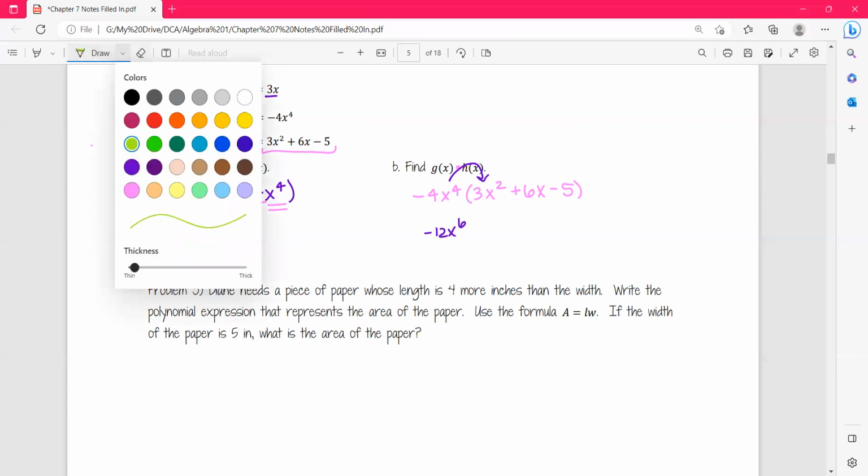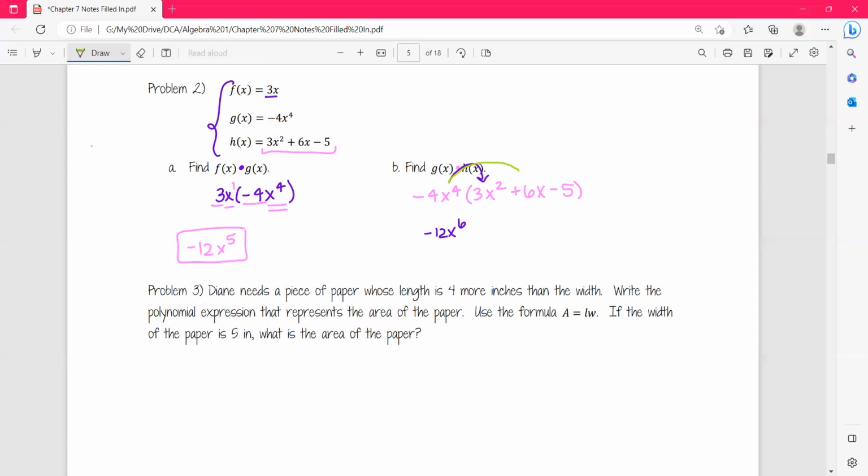Now we've got to distribute again. Negative x to the 4th times 6x. Negative 4 times 6 is negative 24. x to the 4th times x to the 1st power. Multiply variables, add the exponents.